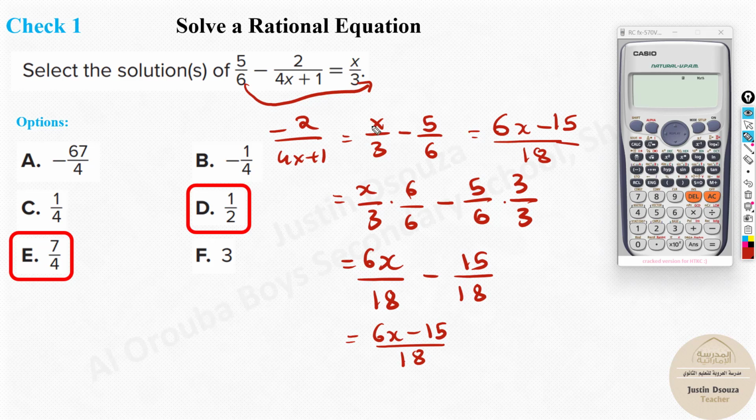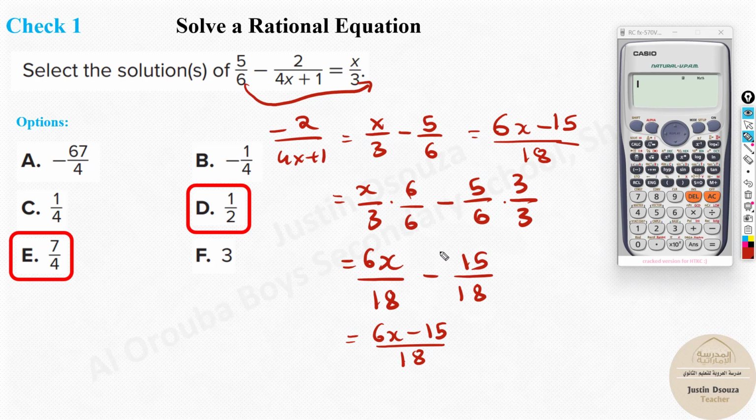Is that okay? So I'll tell it again. X by 3 minus 5 by 6. So you must multiply and divide the other side of the terms with the other side denominator. Denominator is the down term. So it'll be 6 and 6 over here and over here, as you can see. And the same thing with the other side, 3 and 3. Why do we do this? To get the denominator same.